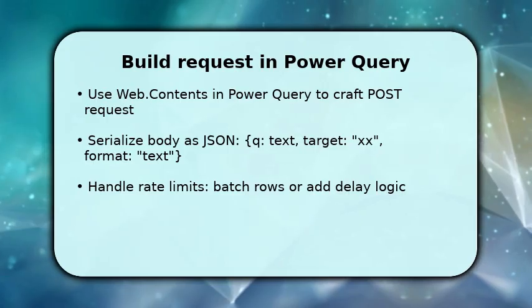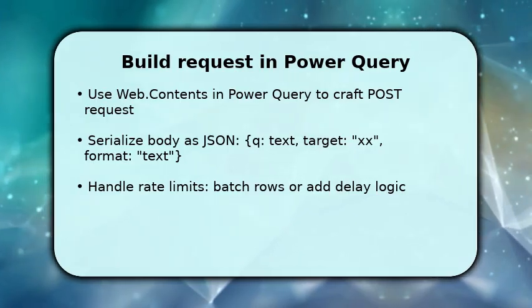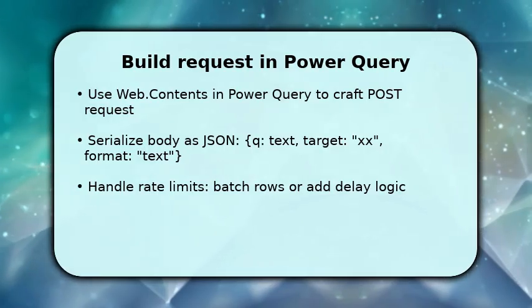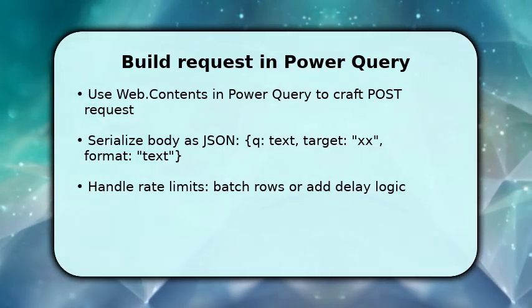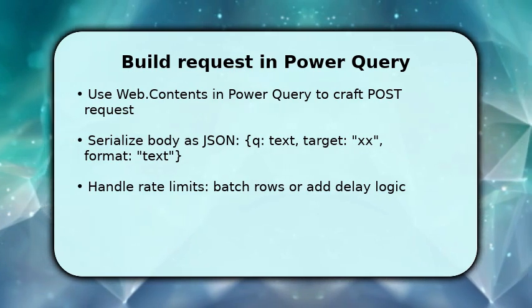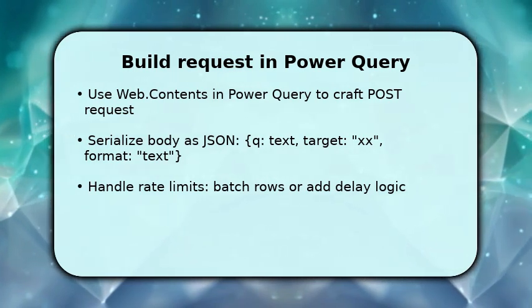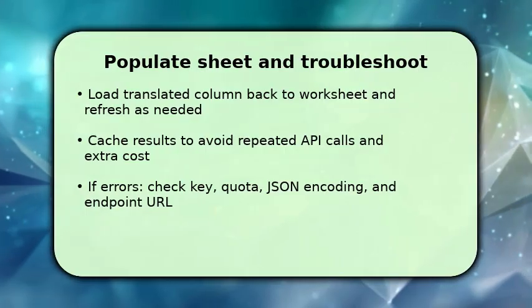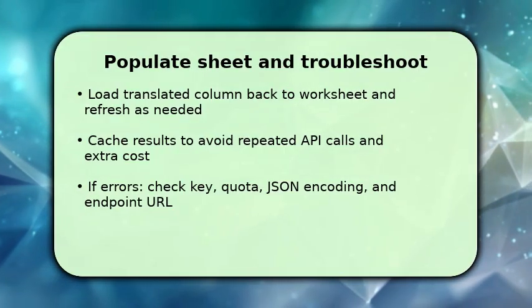Then you construct a JSON body for each row or batched rows with fields like query, target, and format. Make sure to transform responses from JSON to table rows. Expand the translated text field and use grouping or batching to avoid hitting rate limits. Finally, load the translated column back into your worksheet and confirm alignment with the original rows.